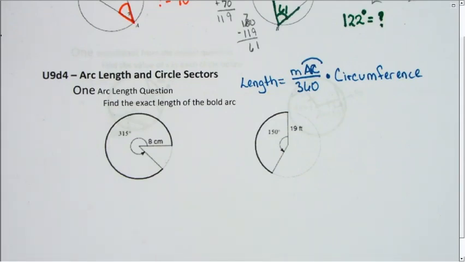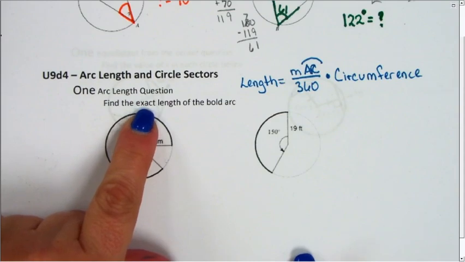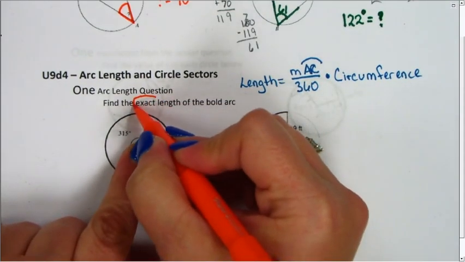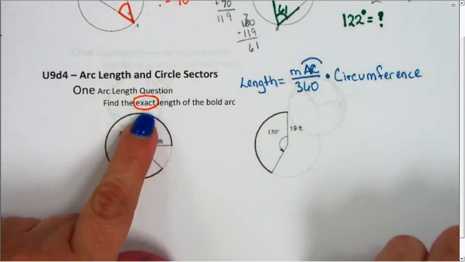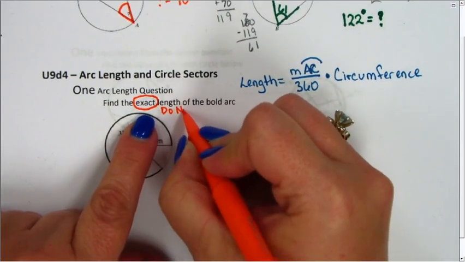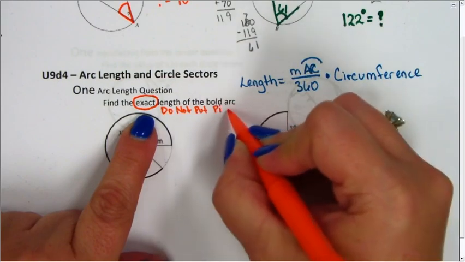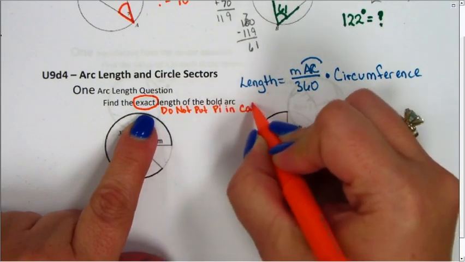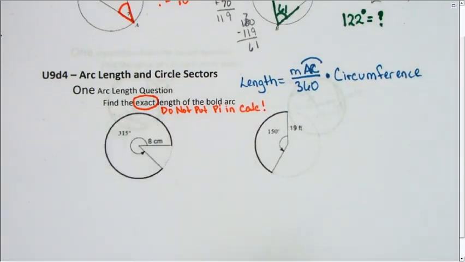Okay, so let's look at our examples. When I'm looking at my first example, it says find the exact length. So that means I'm not putting pi in the calculator. Pi will be written as part of my answers. That is super important to note. When you see exact, do not put pi in the calculator. Pi will be part of your answer.